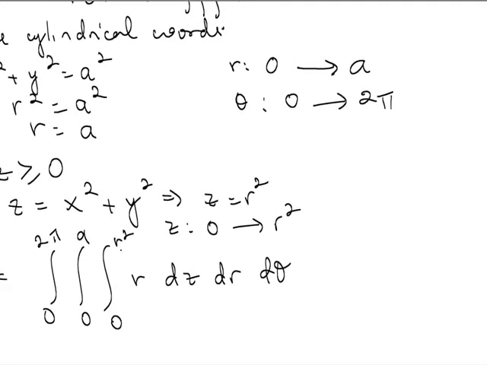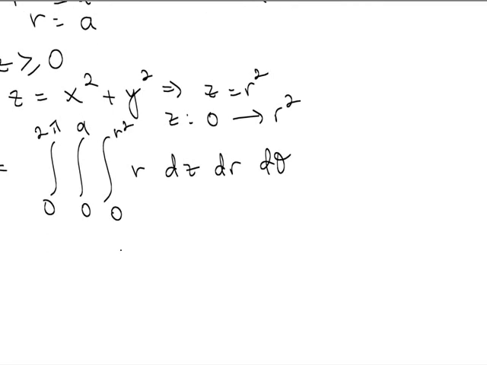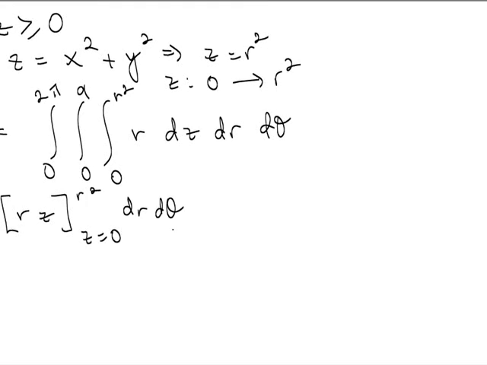Okay, let's work this out. Integrate with respect to z. 0 to 2 pi, 0 to a, rz, z goes from 0 to r squared, dr d theta. Substitute. 0 to 2 pi, 0 to a. This just becomes r cubed, dr d theta.